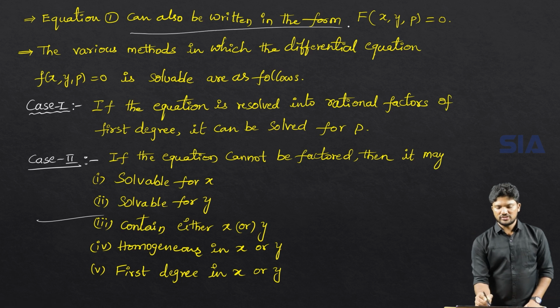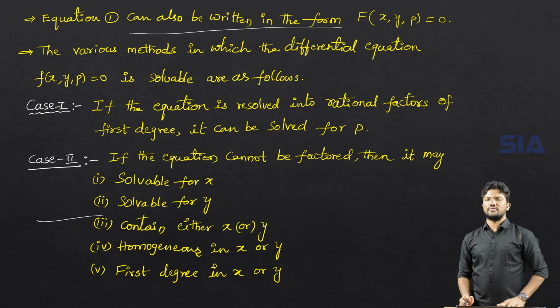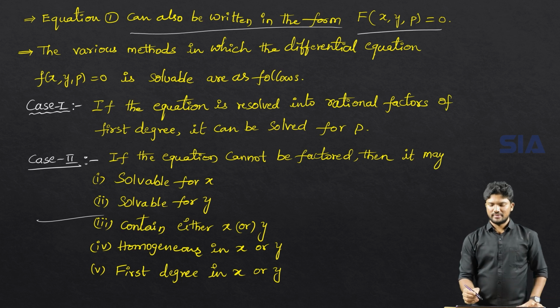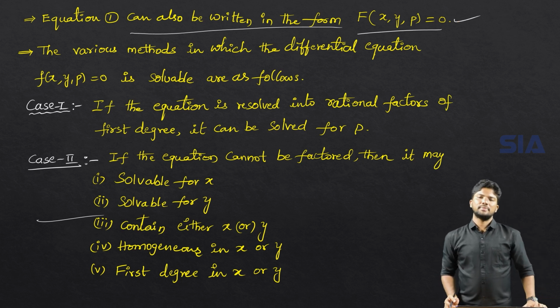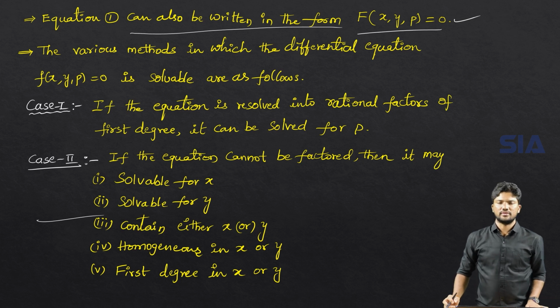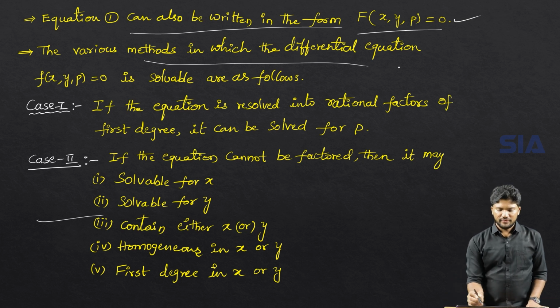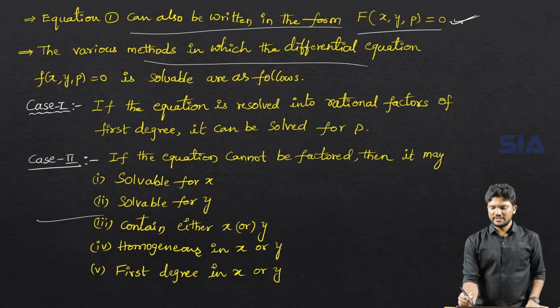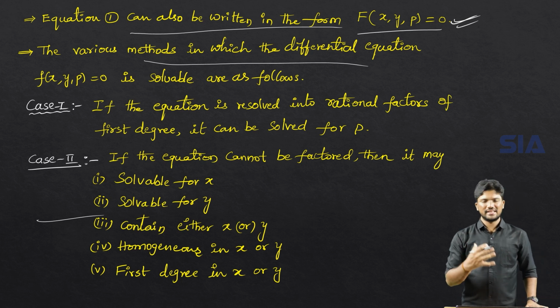Equation number 1 can also be written in a very abbreviated form, in general notation as capital F of x comma y comma p equal to 0, with x variable, y variable and p. The various methods in which the differential equation F of x comma y comma p equal to 0 is solvable are as follows. To solve this equation, we have several methods.